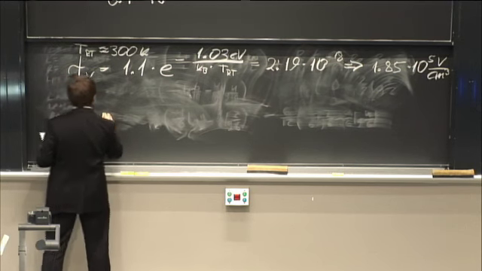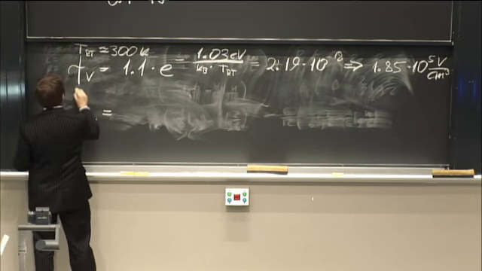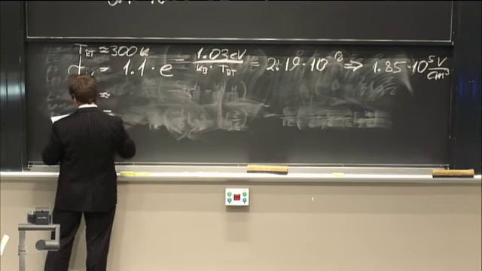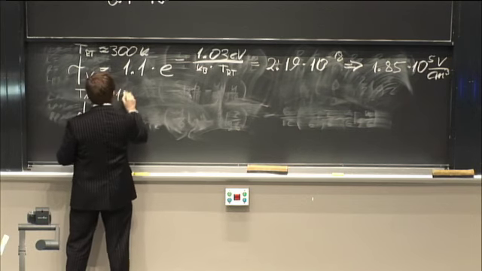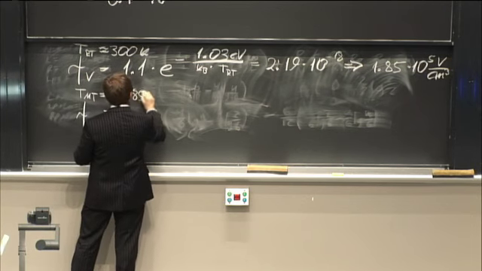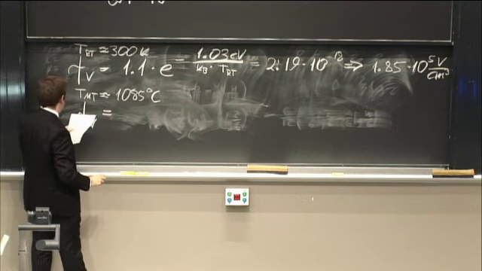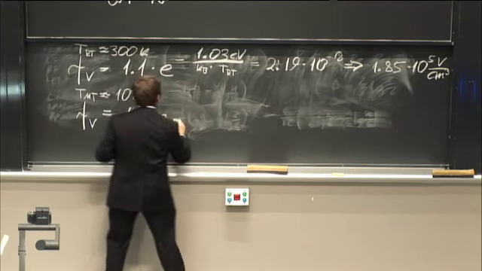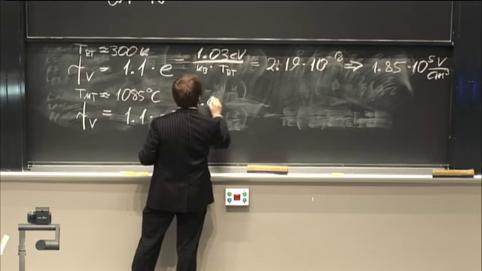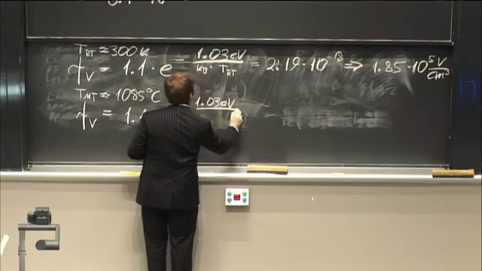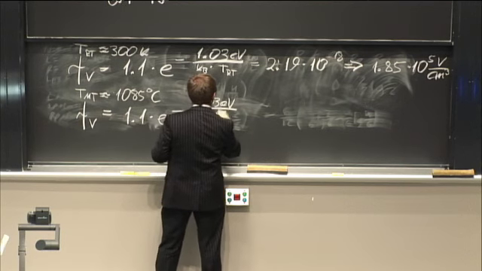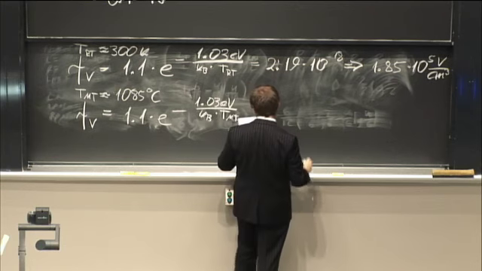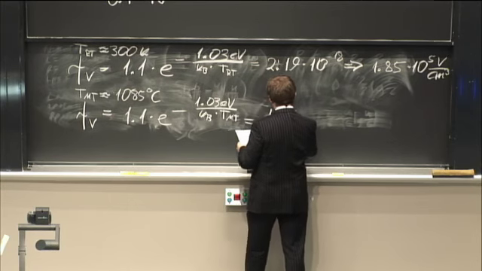So let's do another one, and this time let's pick a different temperature. Let's pick the melting temperature of copper. The melting temperature of copper is considerably higher. It's about 1085 degrees Celsius. And we can go through exactly the same calculation, 1.1 times all these quantities here times melting temperature.